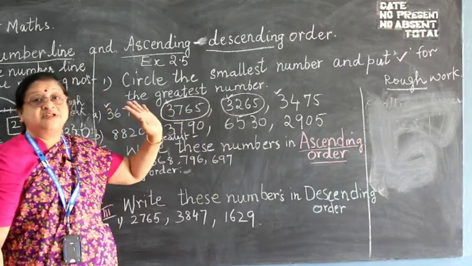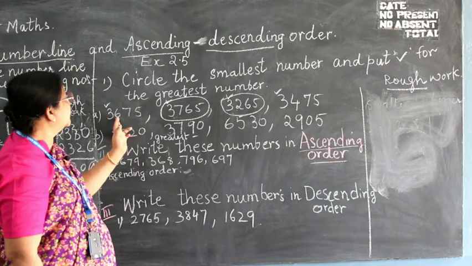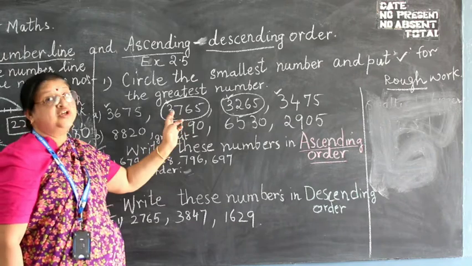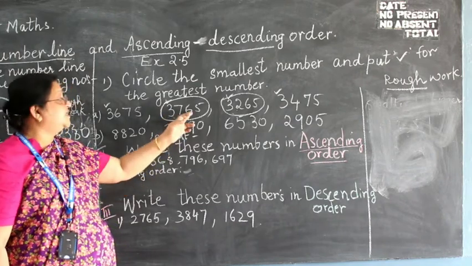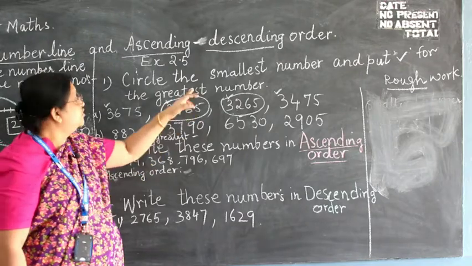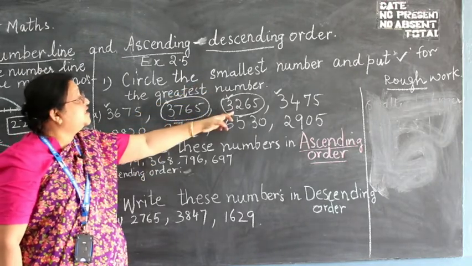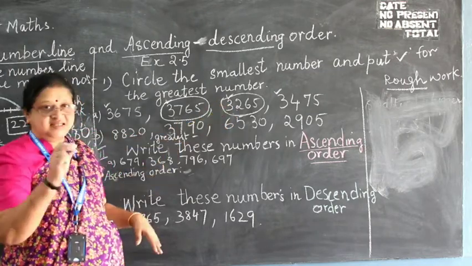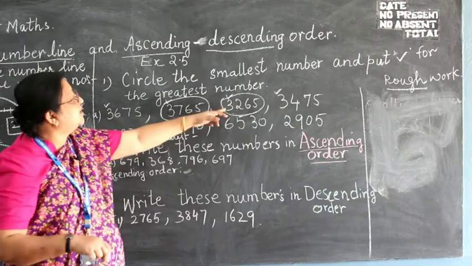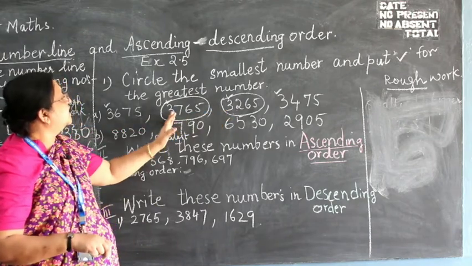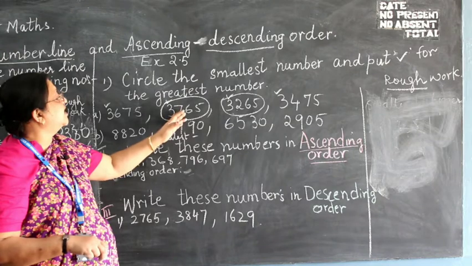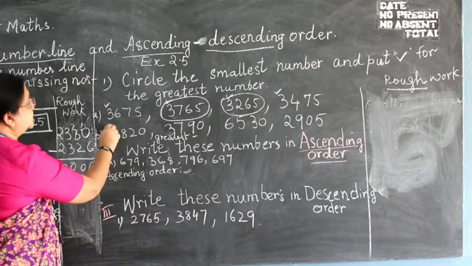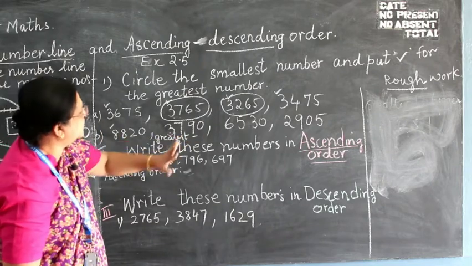Understood, children? You have to see the place position. 3, 3, 3, 3 is all in the thousands place. Hundreds place 600, 700, 200, 400. So 700 is bigger. So the greatest will be 3765. Then they've also asked smallest. In hundreds place, 2 is smaller. So when you write the answer, smallest number 3265 and the greatest number is 3765.